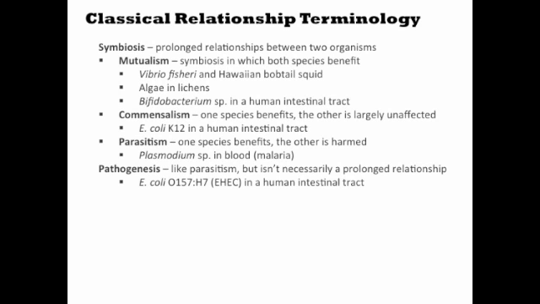That's kind of what defines the distinction between it and parasitism, is just how long it lasts. So E. coli O157:H7, enterohemorrhagic E. coli, in your human intestinal tract, that's not something probably any of you have ever gotten. If you got it, it's real bad, like you're bleeding out your butt. It's bad.